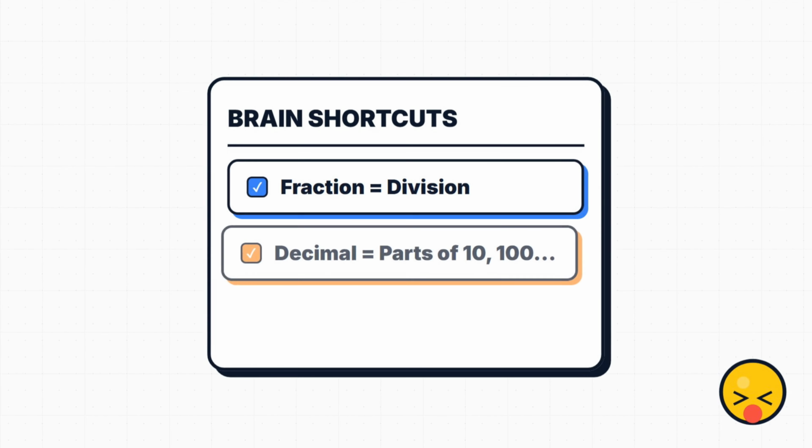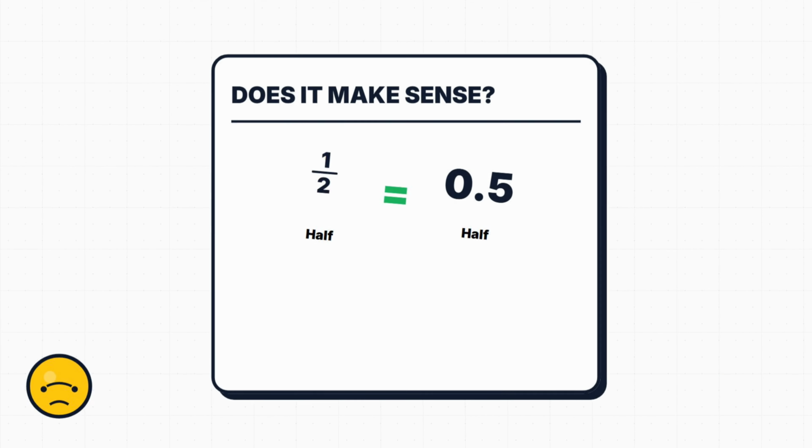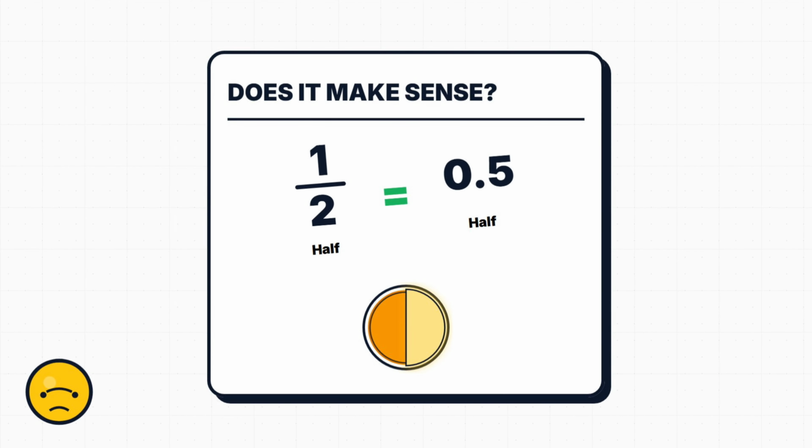Remember these smart tricks. Fraction means division. Decimal means parts of 10, 100, or 1000. Always ask, does my answer make sense? 1 over 2 should be half, so 0.5 is correct.